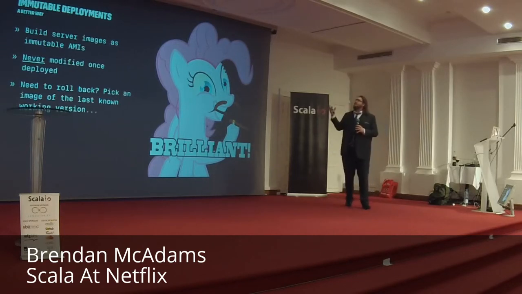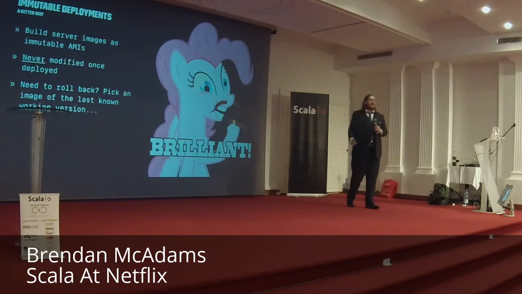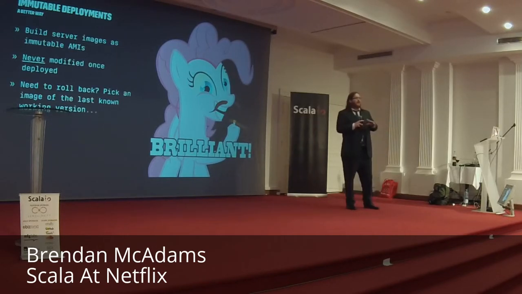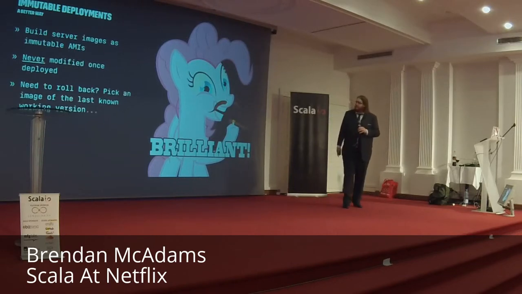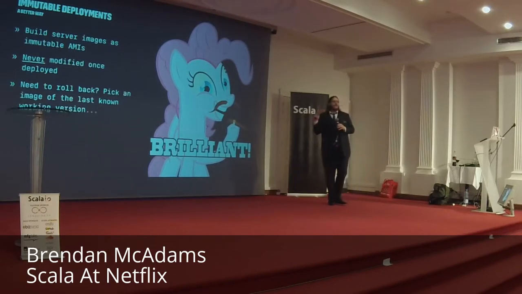So we build server images as immutable AMIs, because everything is deployed on the Amazon cloud. There are these pre-baked base templates that have the J2EE container, all the libraries and everything else. Then our software build is rolled on top of that, and an AMI that represents this build is baked. And that's immutable. You can't change that unless you push a new build through, which bakes a new AMI. So once it's deployed, it's never modified.